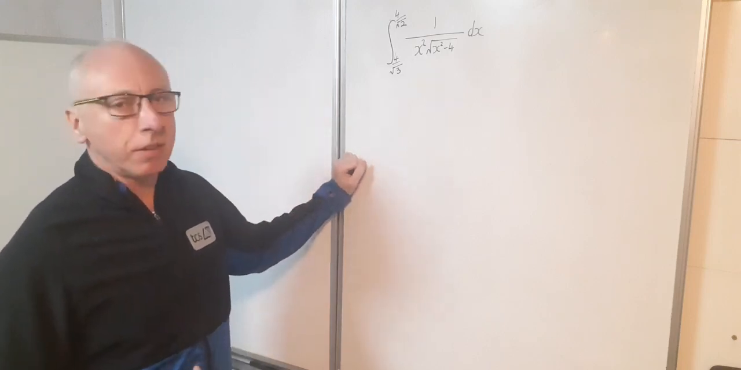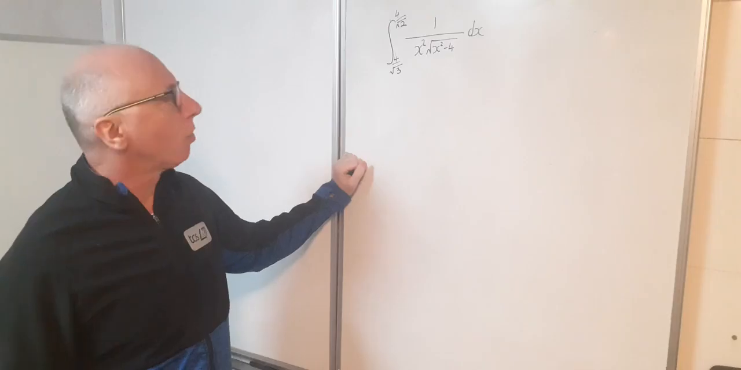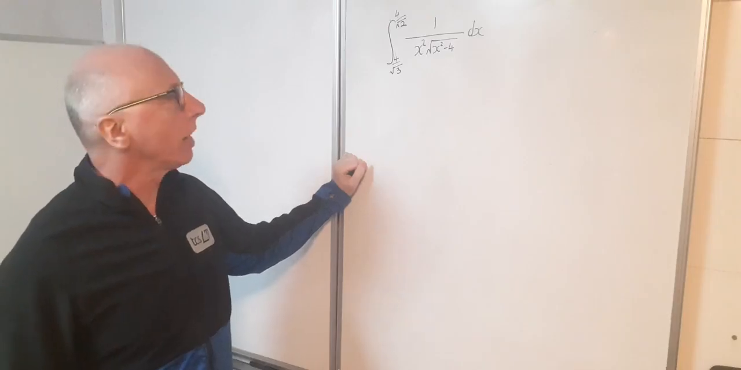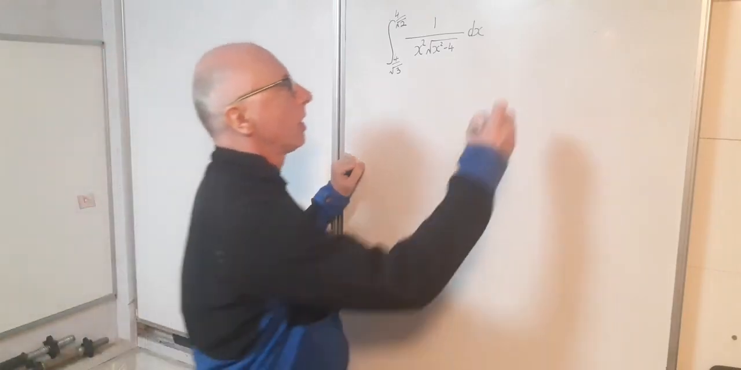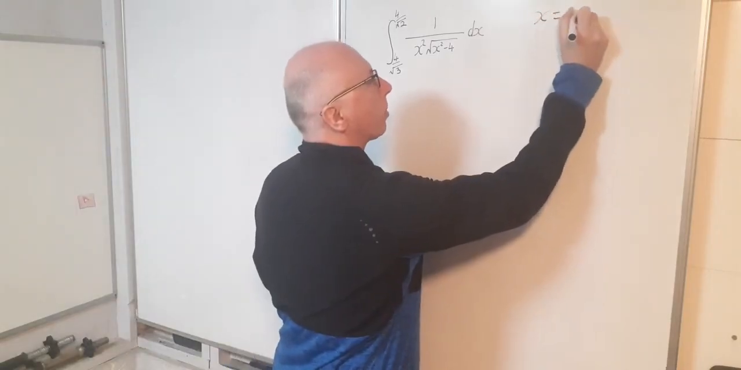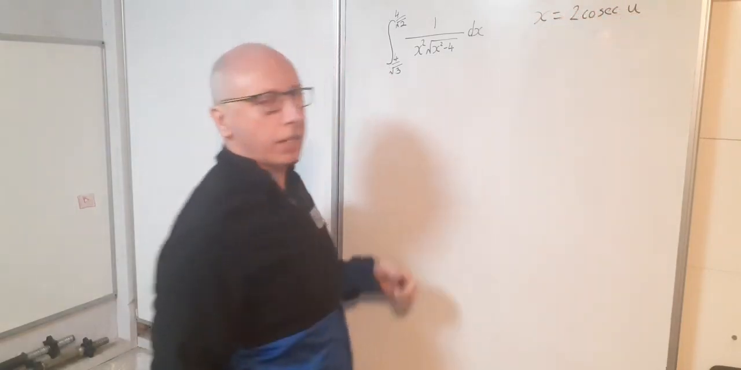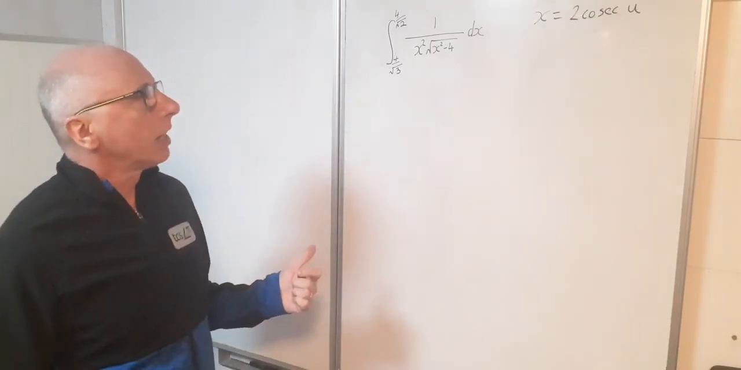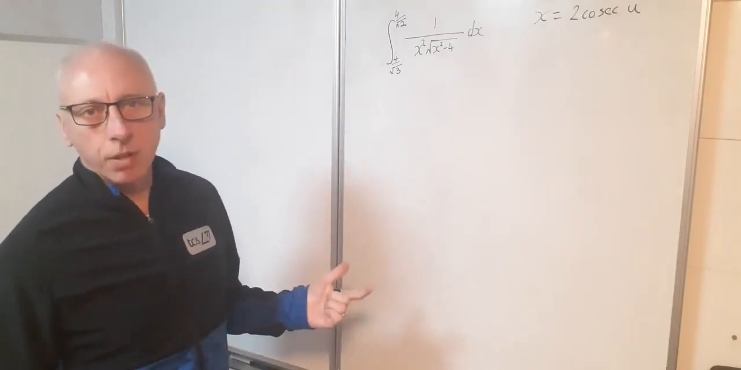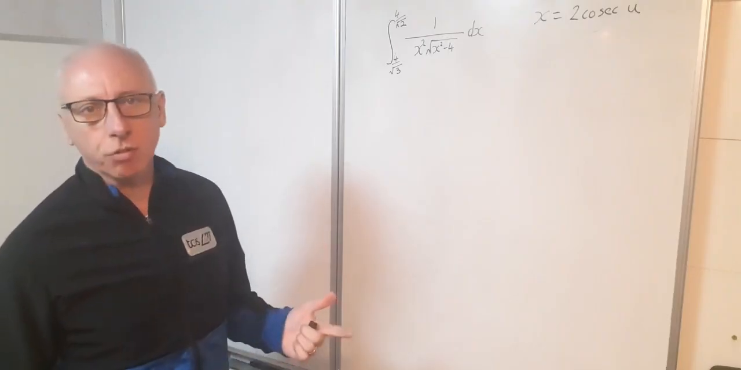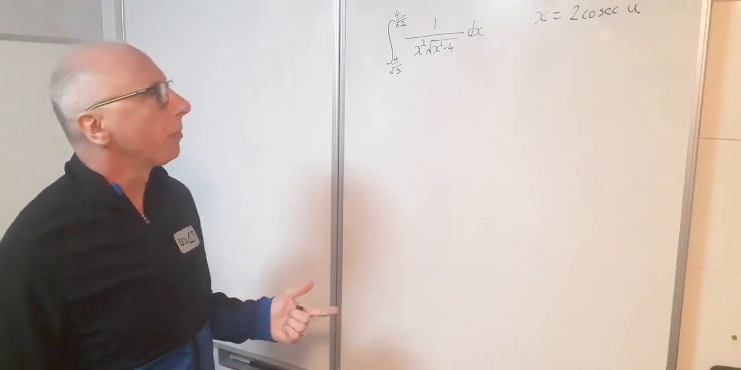Now there are 3 that I've tried already, and the one I'm going to show you today is this one. I've got x equals 2 cosecant u. That's the one I'm going to show you right now. The other 2, I'm going to let you have a go at those on your own. You can put a link in the description. Tell me which ones you prefer.